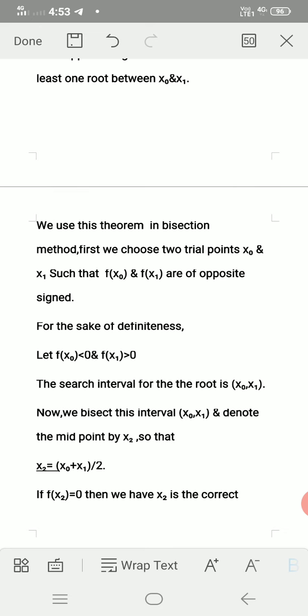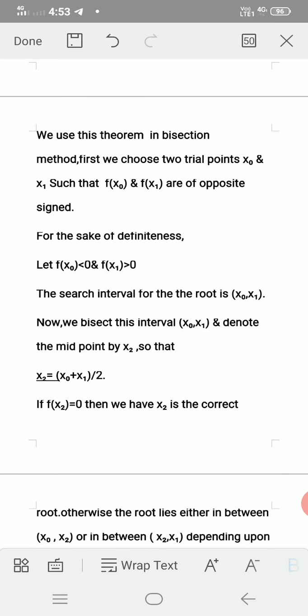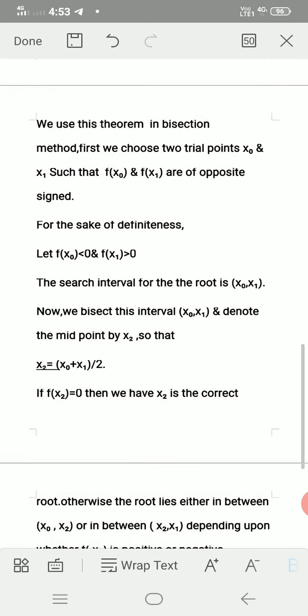Now we bisect this open interval x0 x1. So denote the midpoint by x2. So x2 is equal to x0 plus x1 upon 2. If f of x2 is equal to 0, then x2 is the correct root.